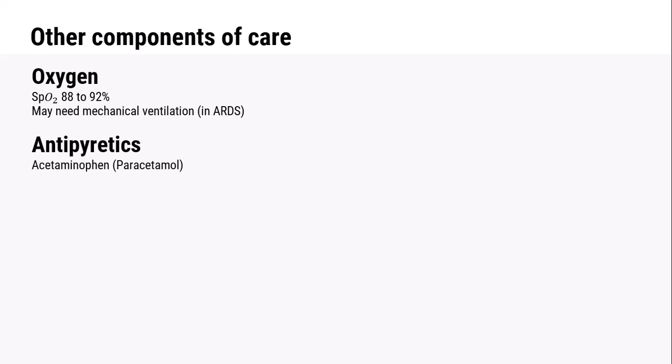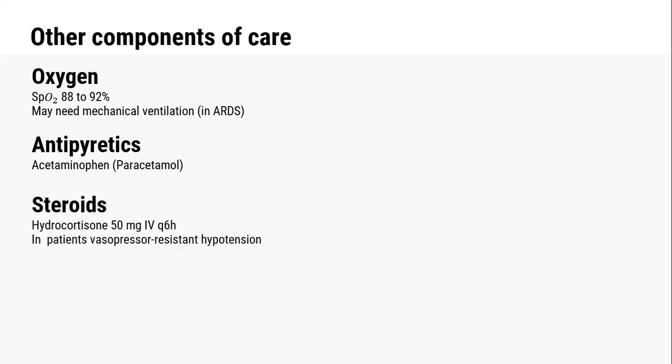Some other therapies are necessary for the management of sepsis and septic shock. Oxygen therapy should be given to maintain the oxygen saturation between 88 and 92%, and some patients, especially those with acute respiratory distress syndrome, may require mechanical ventilation. Antipyretics like acetaminophen may be used as a symptomatic drug. Hydrocortisone may be considered in patients with vasopressor-resistant mean arterial pressure.